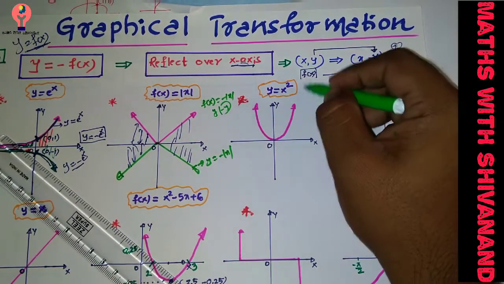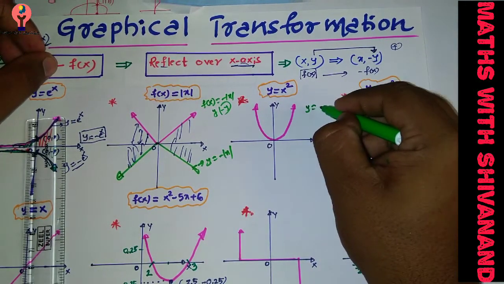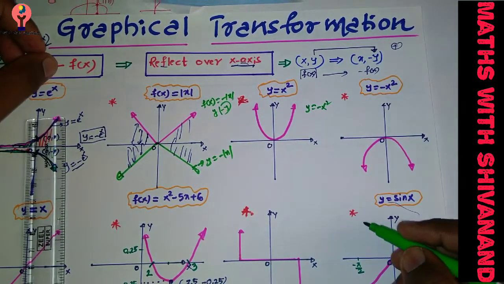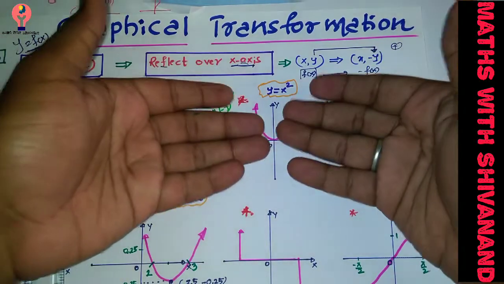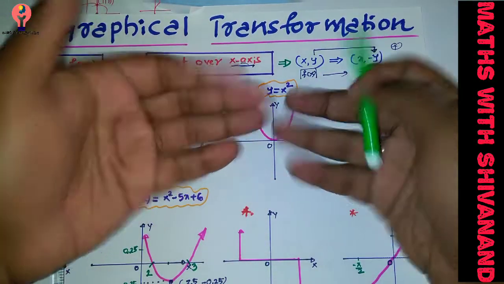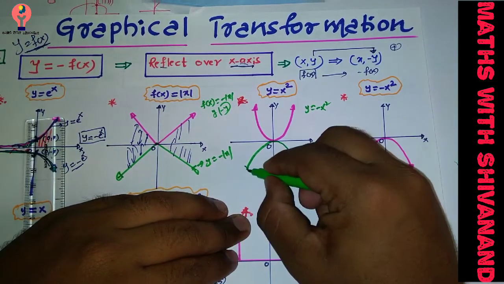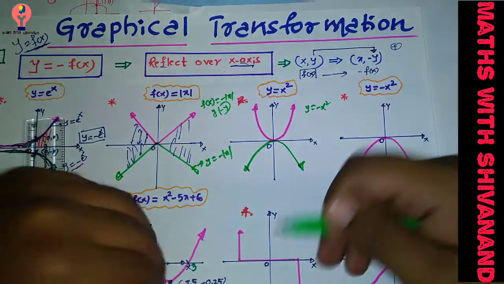We'll go with the third one, the graph y is equal to x square. If I reflect this graph over the x-axis, I need to draw y is equal to minus x square. Take the complete reflection along the x-axis. Listen, what will happen here, the complete reflection. So can it be like this completely? Right, complete reflection. Hope you're getting this point.